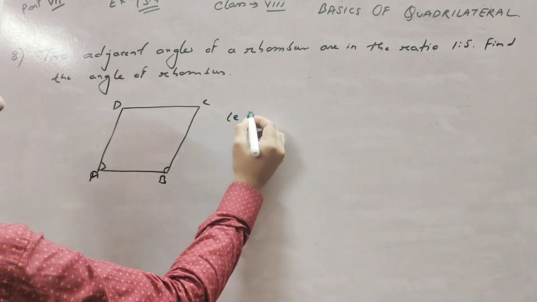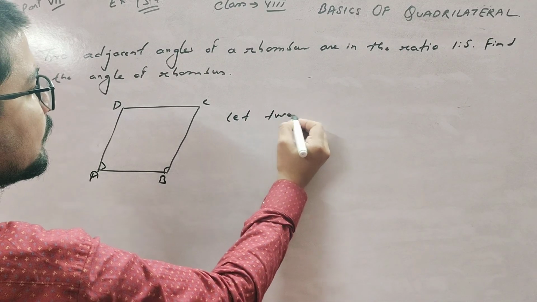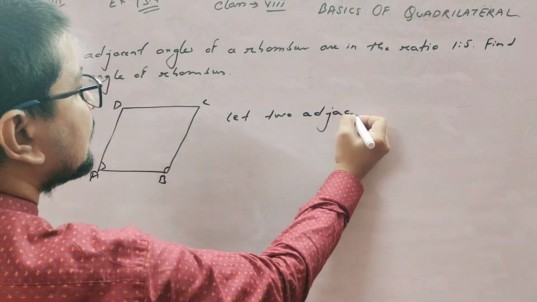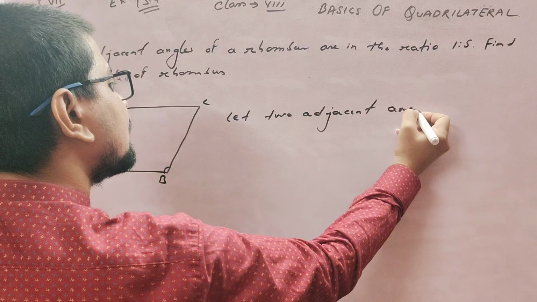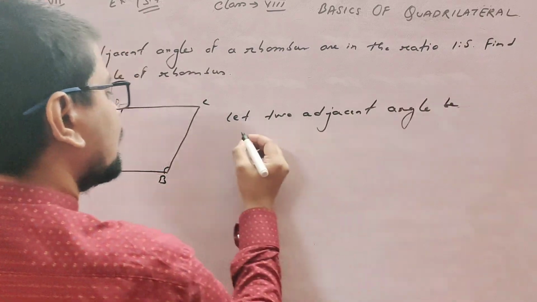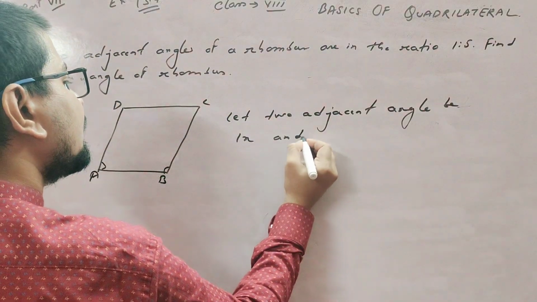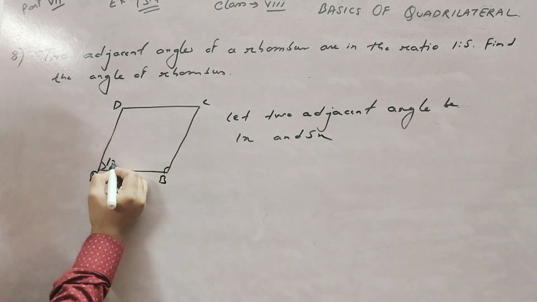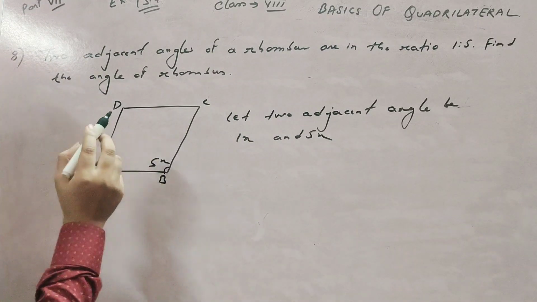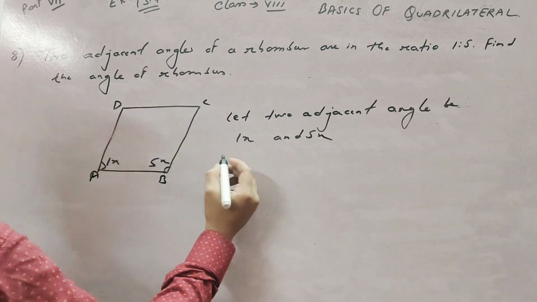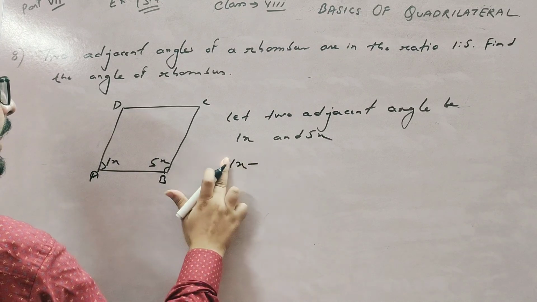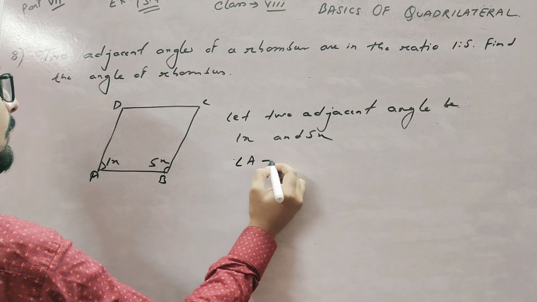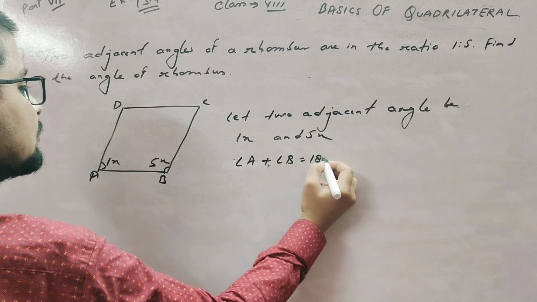So let the two adjacent angles be 1x and 5x. That means this is 1x and 5x. Okay, so we know that angle A plus angle B equals 180 degrees.